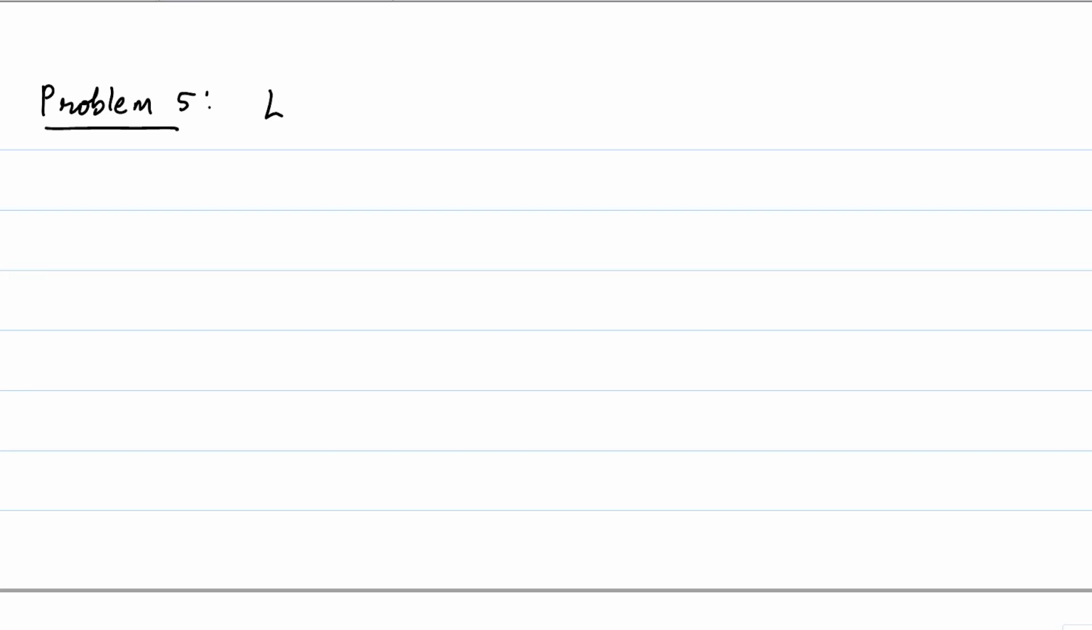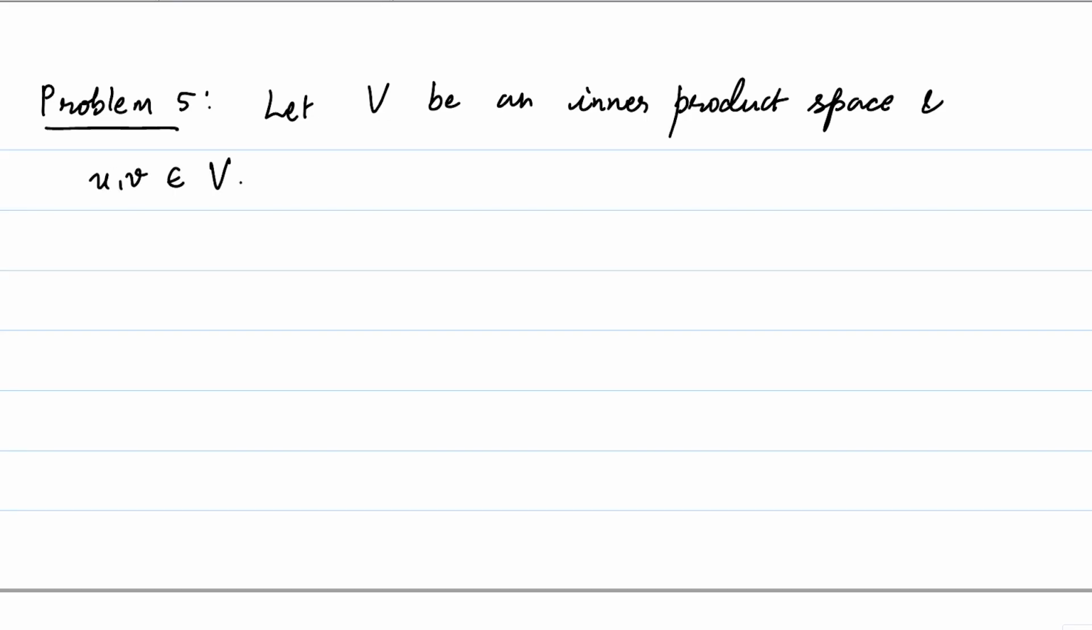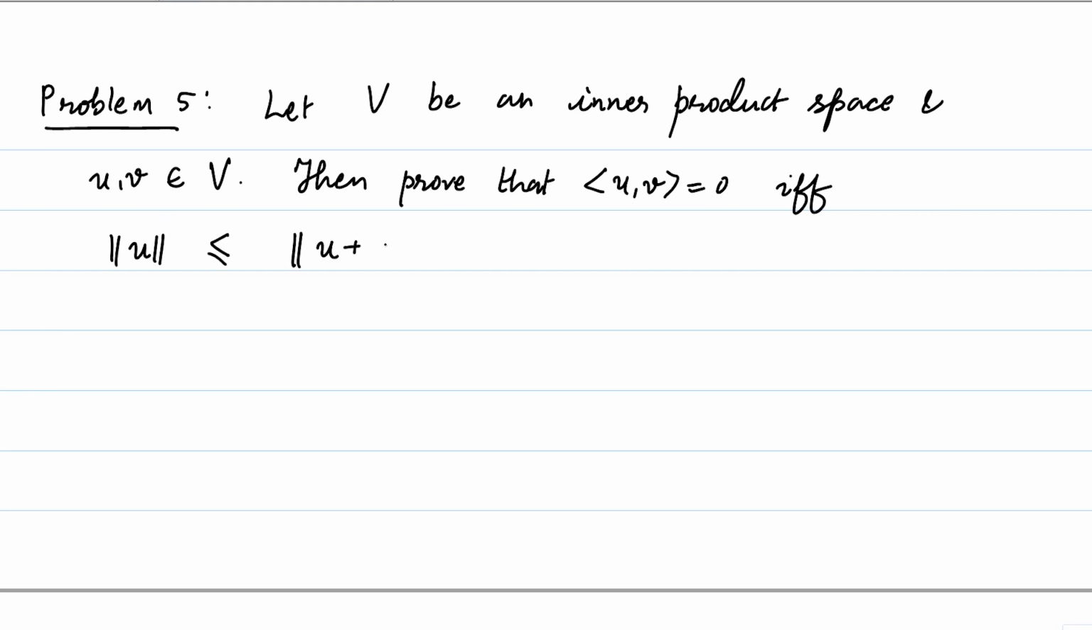Let V be an inner product space, and let u, v be vectors in V. Then prove that the inner product of u, v is equal to 0 if and only if the norm of u is less than or equal to the norm of u plus a times v for all a in F. Notice that I am using the word F, so this is true even in the case when V is a complex inner product space.